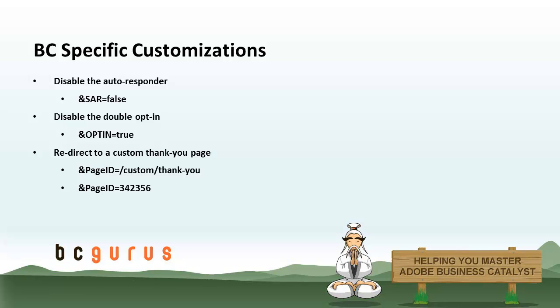Beyond that, there are some customizations that have functionality built into BC, and we'll cover those as well. Disabling the autoresponder: sometimes you don't want that thank you email being sent to your customer for one reason or another. Disabling the double opt-in, which we talked about in the email marketing video. And then you may want to redirect the user to a specific thank you page for a form beyond just the standard system message page that BC provides, which would be the default.